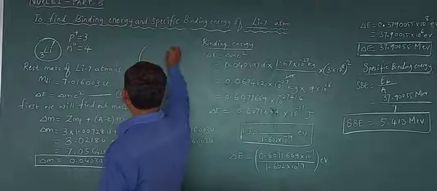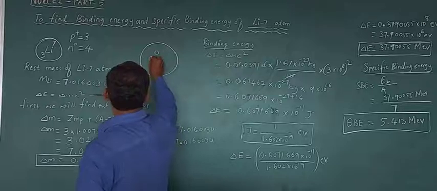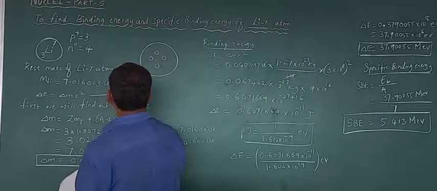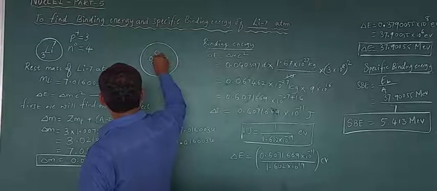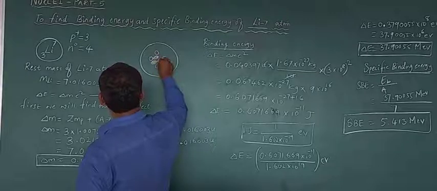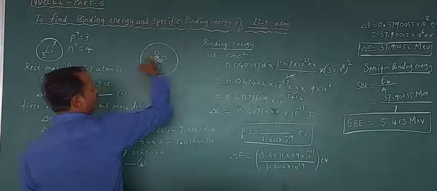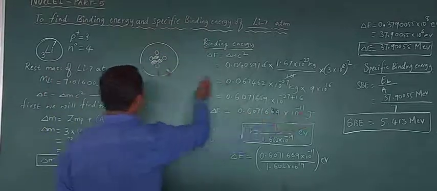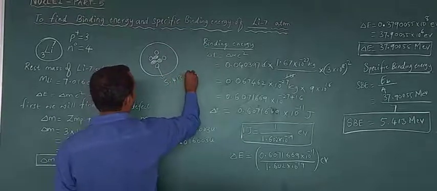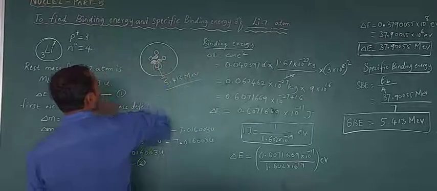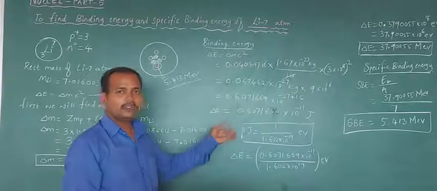Which means, in the nucleus of this lithium there are 4 neutrons and 3 protons. To remove one proton or one neutron, we should supply 5.413 million electron volts of energy. This is called the specific binding energy of the lithium atom.